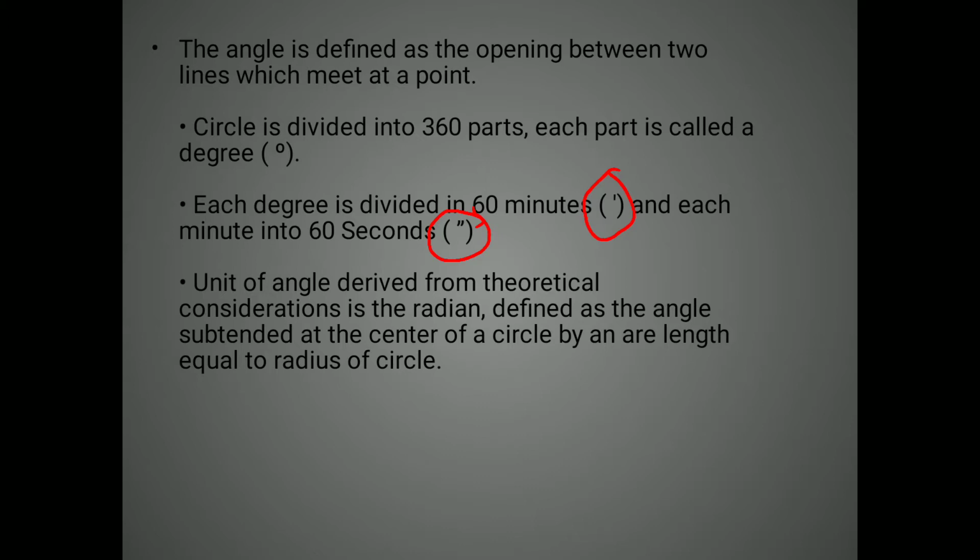The unit of angle derived from theoretical consideration is the radian, defined as the angle subtended at the center of a circle by an arc length equal to the radius of the circle. So this is all the theory about the angle, or the definition of angle. Let us see the bevel protractor.